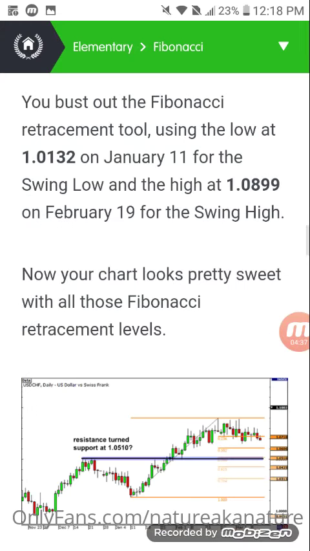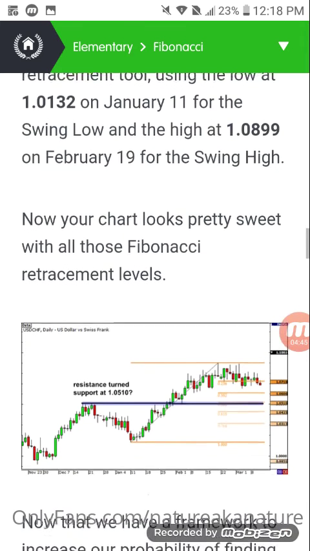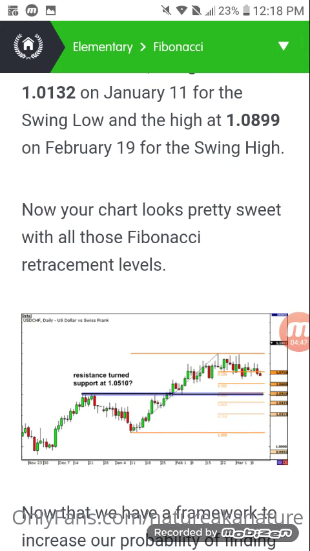Now you look at your chart, and it looks pretty sweet with all those Fibonacci retracement levels. Everything looks lined up right. So where to enter? Where to enter off of these Fibonacci retracement levels? Fibonacci retracement levels allow us to know where we can enter a trade to get in with the continuation of the overall trend.